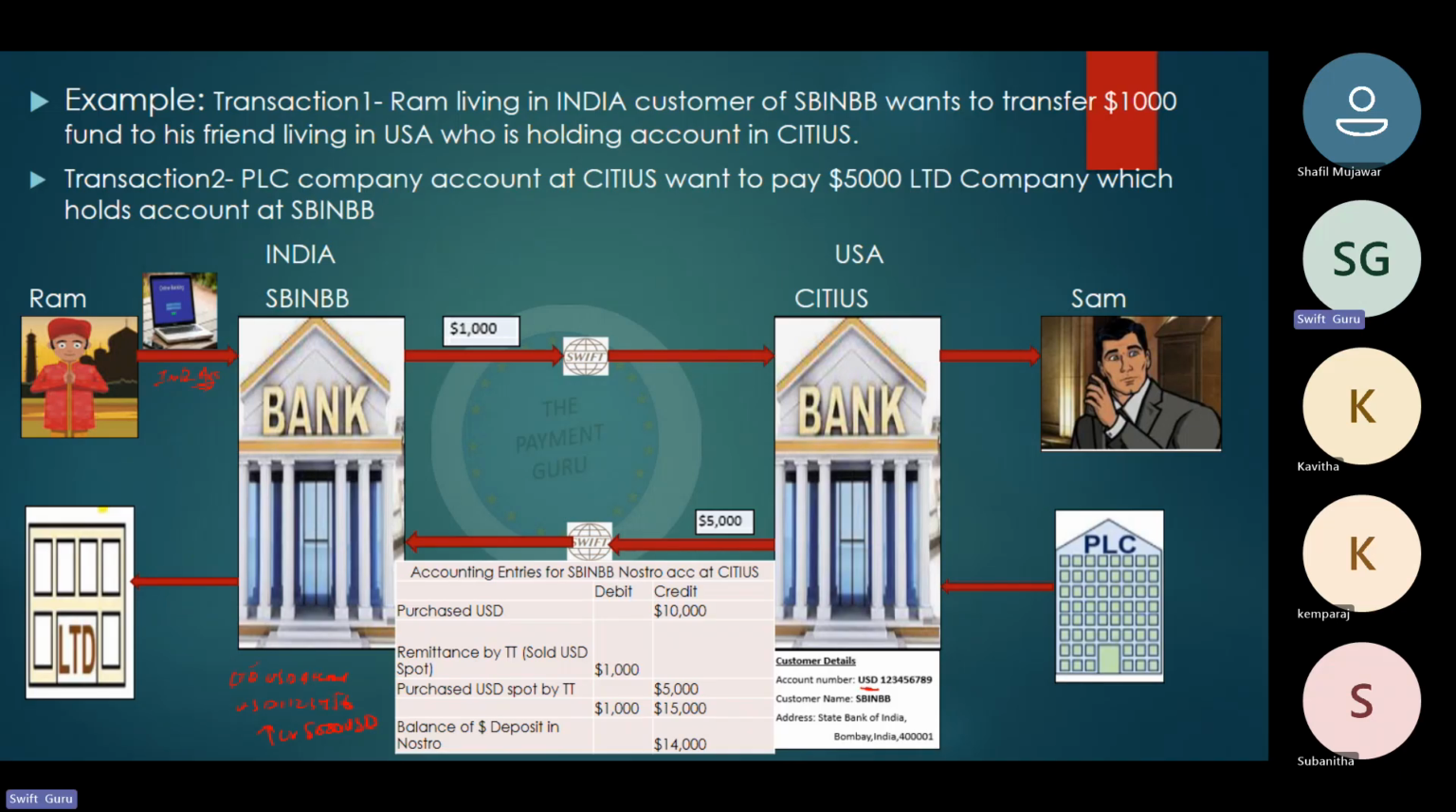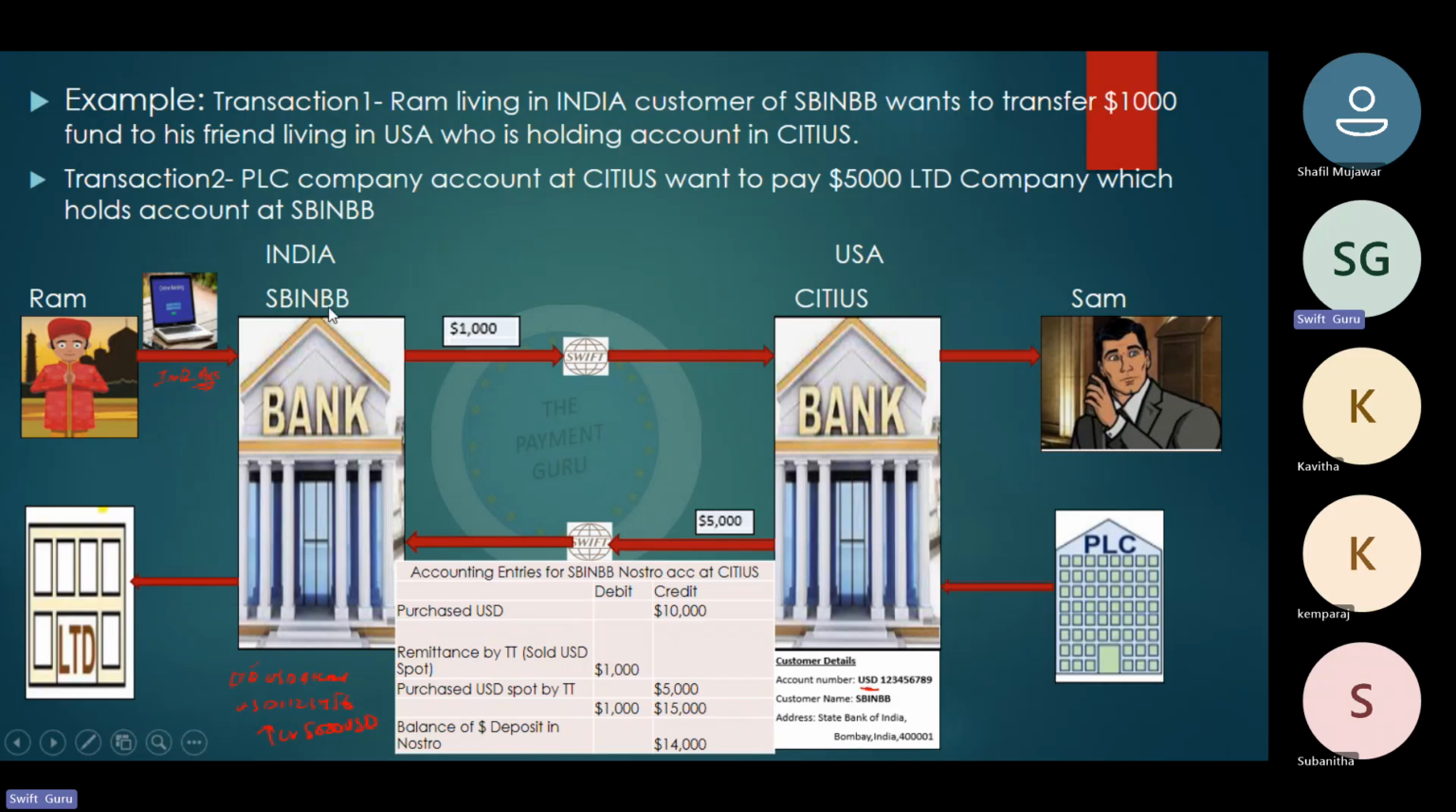See, Swift provides only a medium by which you can send and receive messages securely, safely and reliably. Other than that, Swift does nothing. Its job is just a postman's job, where some information or instruction from one party is safely delivered to another party. But the funds, the amount movement, happens only via accounts. Only in accounts are the funds held.